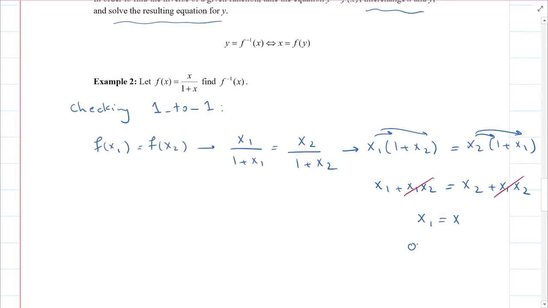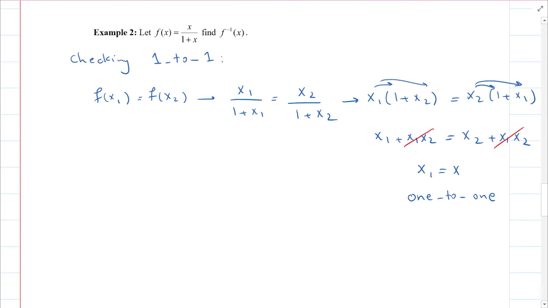So this means the function is 1 to 1, and I'm now able to find f inverse. In many questions, when they ask you to find the inverse of a function, you have to check whether the function is 1 to 1 first.